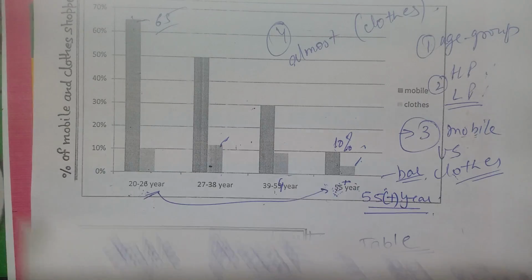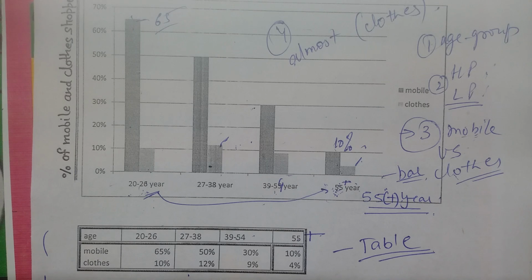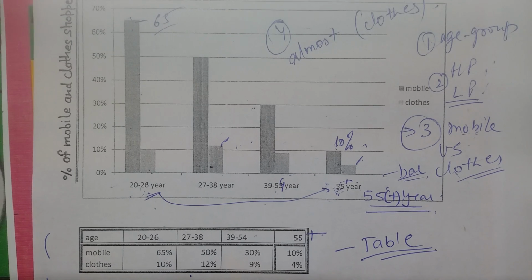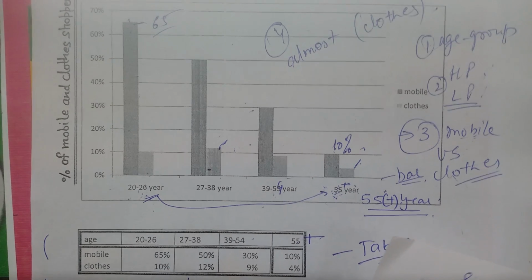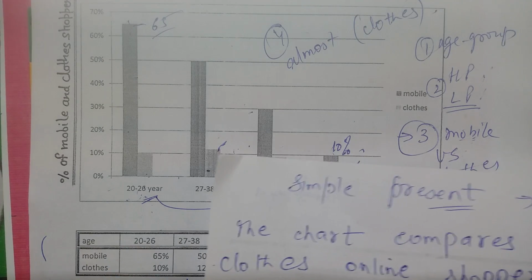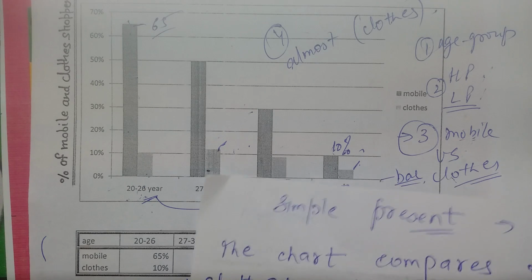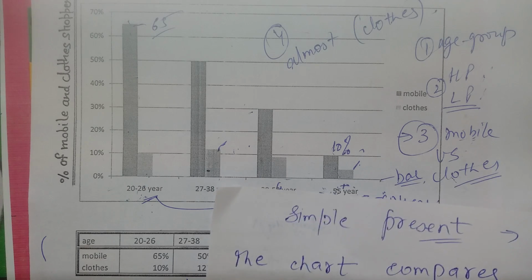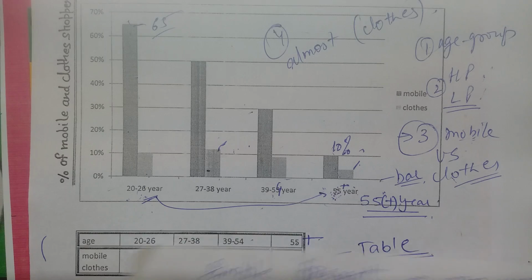Fourth, let's maintain what we have to do. So we can go with the percentage also. What is the percentage here? For example, we can say that 65%, right, by mobile. And what's the percentage of clothes of the same age group? That is 10%, which is just in front of you.